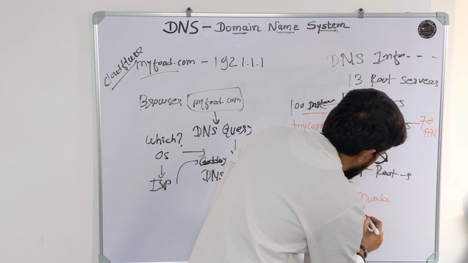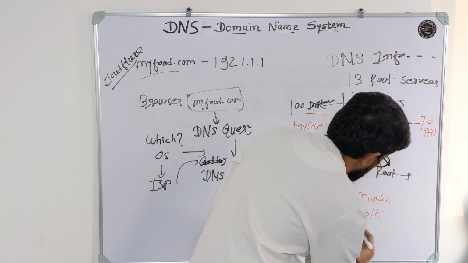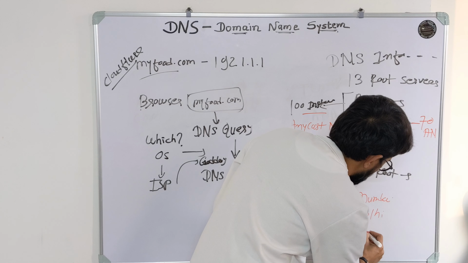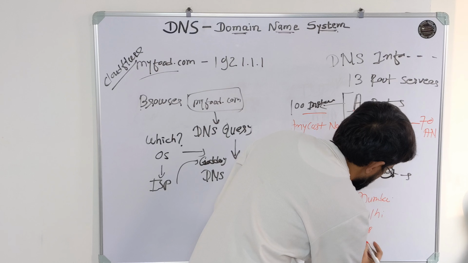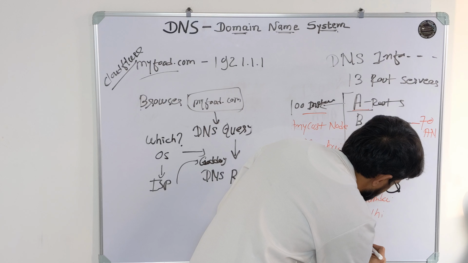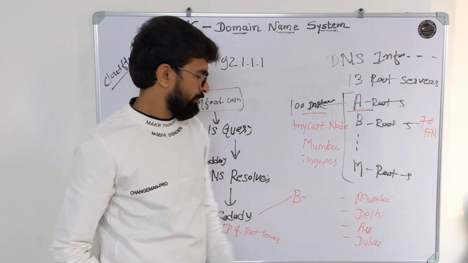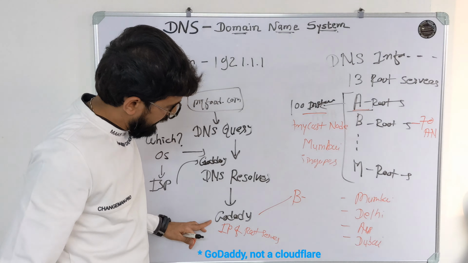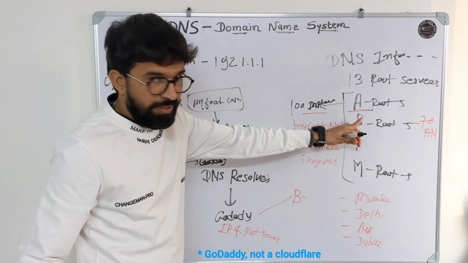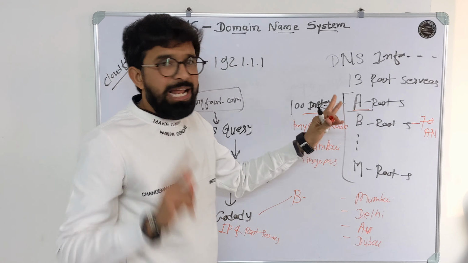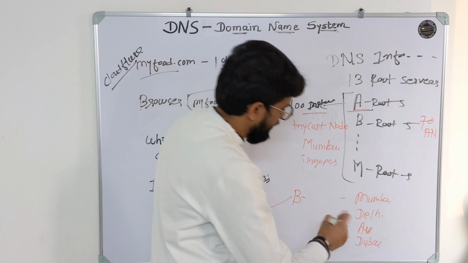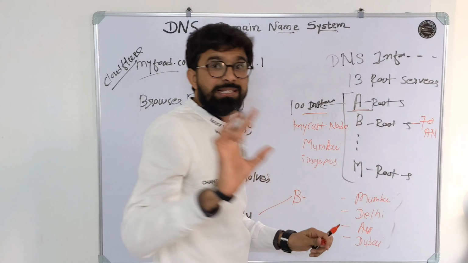Suppose maybe we have one in Delhi, somewhere in Australia, somewhere in Dubai. So they have different instances, the Anycast nodes. Now when Cloudflare says I want to connect to the B root server, it just has one IP address, because all these Anycast nodes share the same IP address.